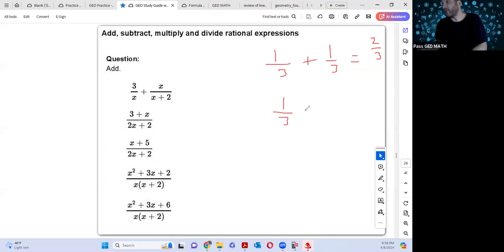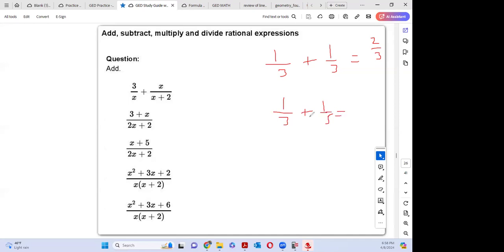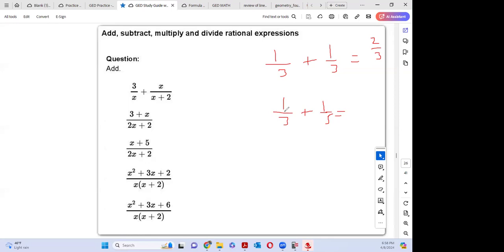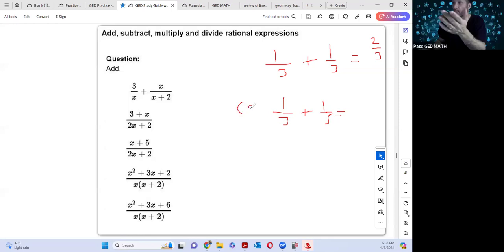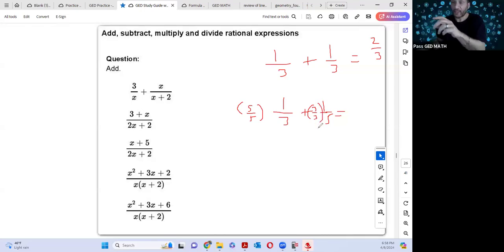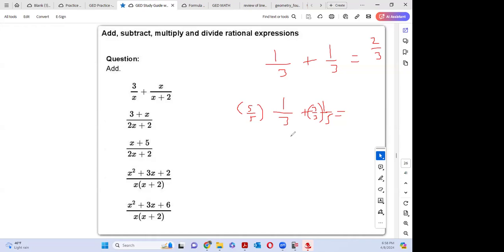If I have 1/3 plus 1/5, how would I do that problem? Well, you can't add because you have different denominators now. You must find a common denominator. That's 15. So I'm going to multiply the top and bottom by 5. Here, I'm going to multiply the top and bottom by 3, because my least common multiple, or lowest common denominator, is 15.